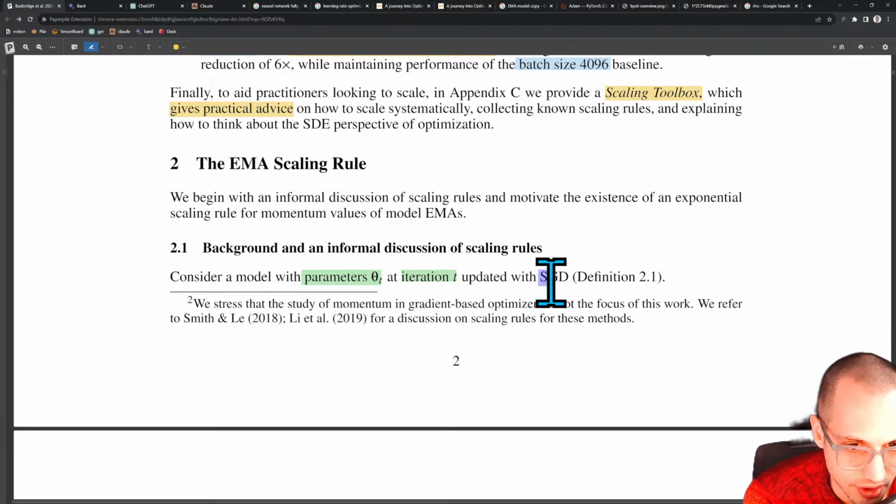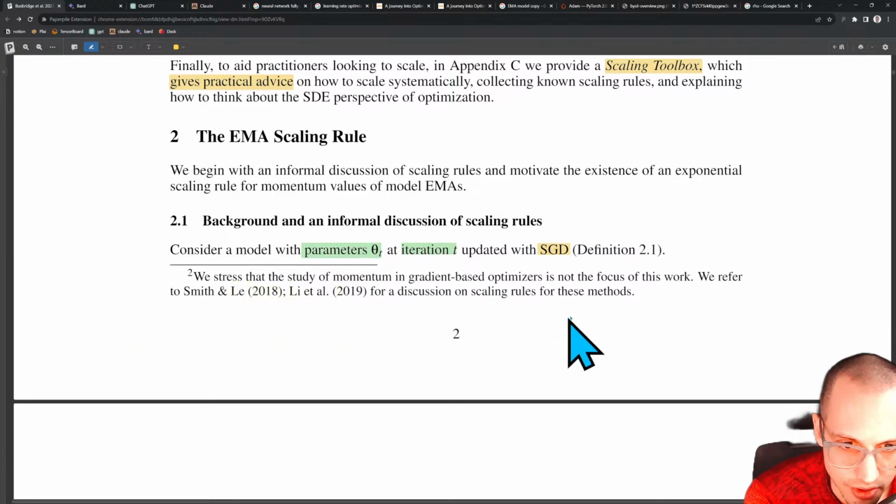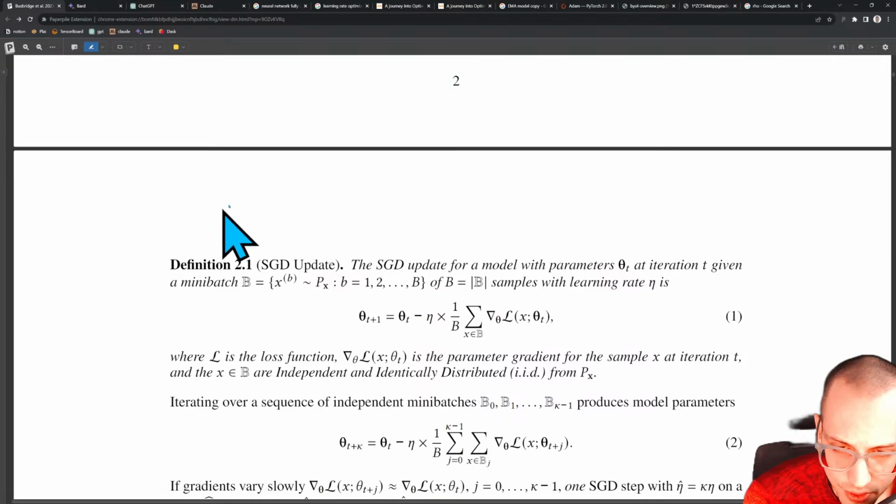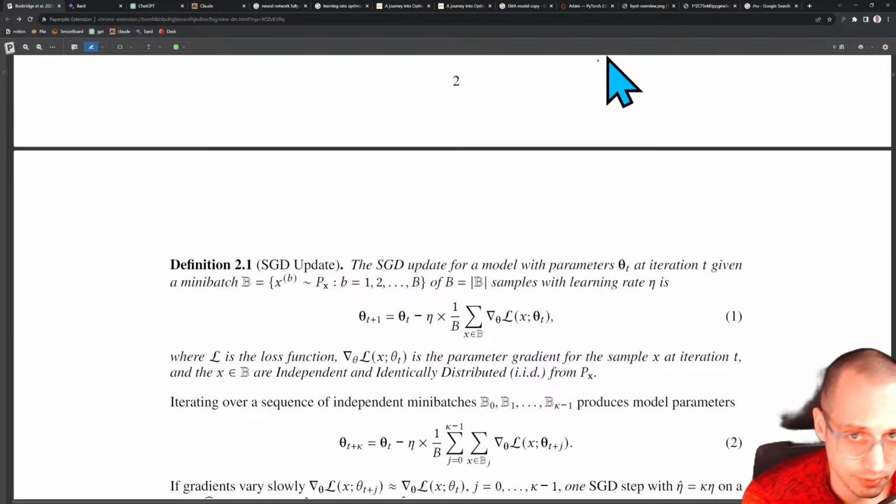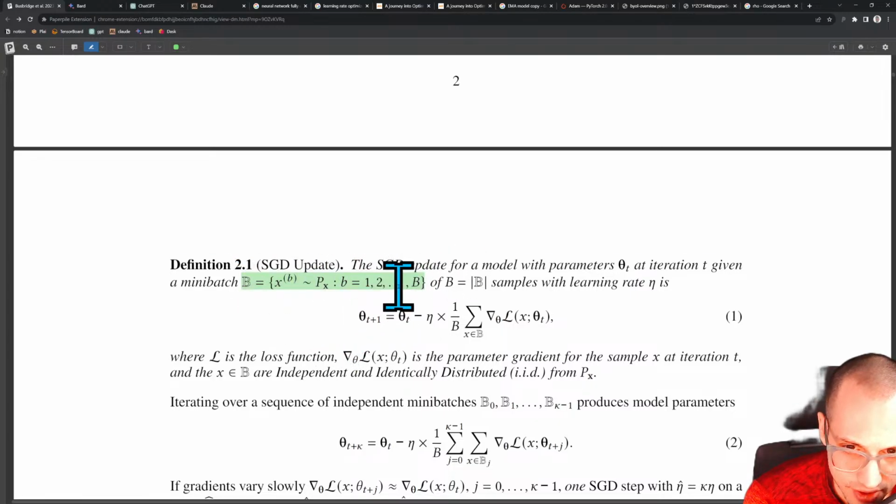Updated with SGD, stochastic gradient descent. We stress the study of momentum is not the focus. We refer to prior work for discussion on scaling rules. Okay. So the stochastic gradient update for a model with parameters theta at iteration t given by a mini batch B. So here you have a mini batch, and the brackets here mean that this mini batch is a set, which is just a fancy way of saying a collection of things.